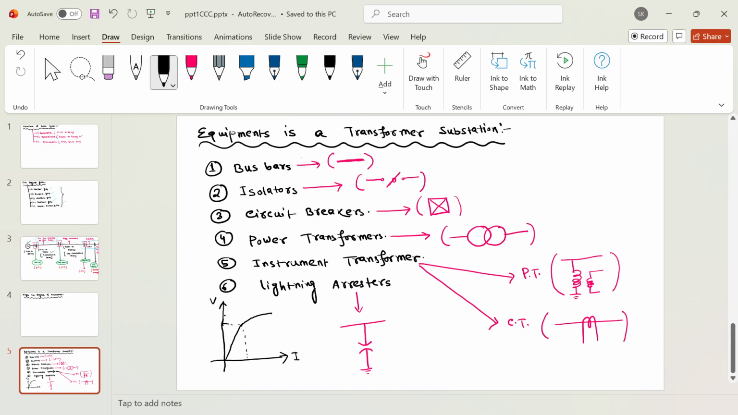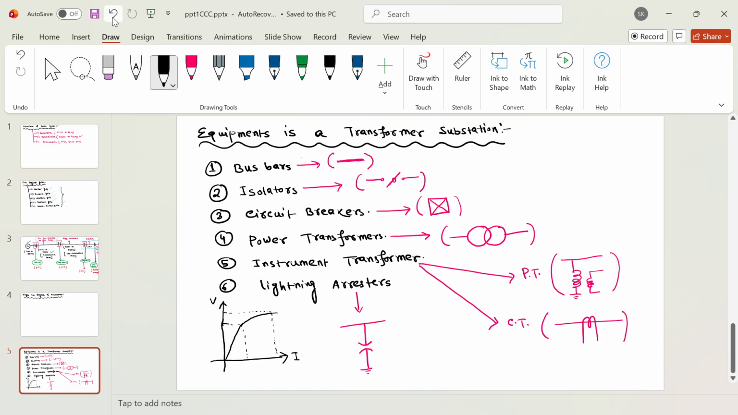The resistance will be fixed, but beyond that it is a non-linear characteristic, and the current flowing through the lightning arrester is very high. So at very high voltage, the lightning arrester offers very little resistance, such that the charge associated with the lightning or overvoltage can go to the ground. It is for safety purposes, and these lightning arresters are installed at the initial portion of the substation.